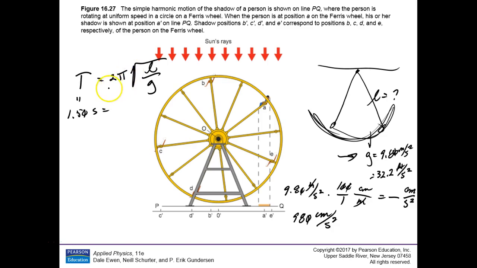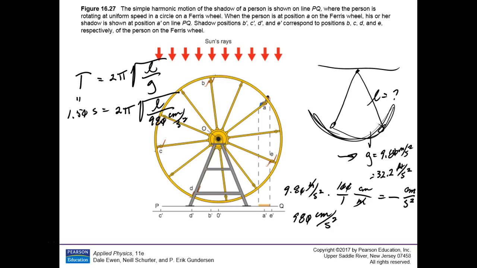So let's do our thing here. 2 pi, by the way, that's an angle. It has no units. It's radians. The square root of L, that's what we're looking for, over 980 centimeters per second squared. Now, I'm solving it the plug and chug method. You could have done the chug and plug.